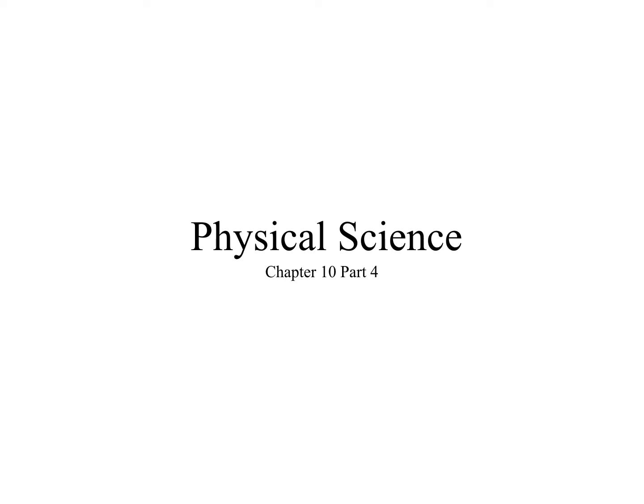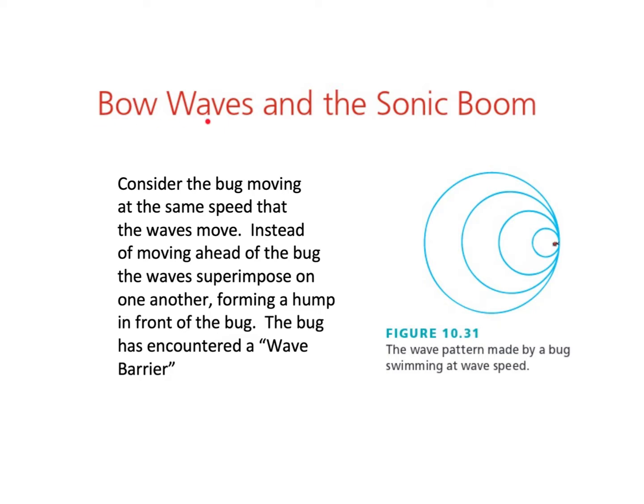Next, we want to look at bow waves, sonic booms, and how musical sounds are produced. All right, so we were going to look at what are called bow waves and how they relate to something called the sonic boom. Now, in the example of the Doppler effect, we talked about how if a bug is moving as it's producing waves, those waves will bunch up.